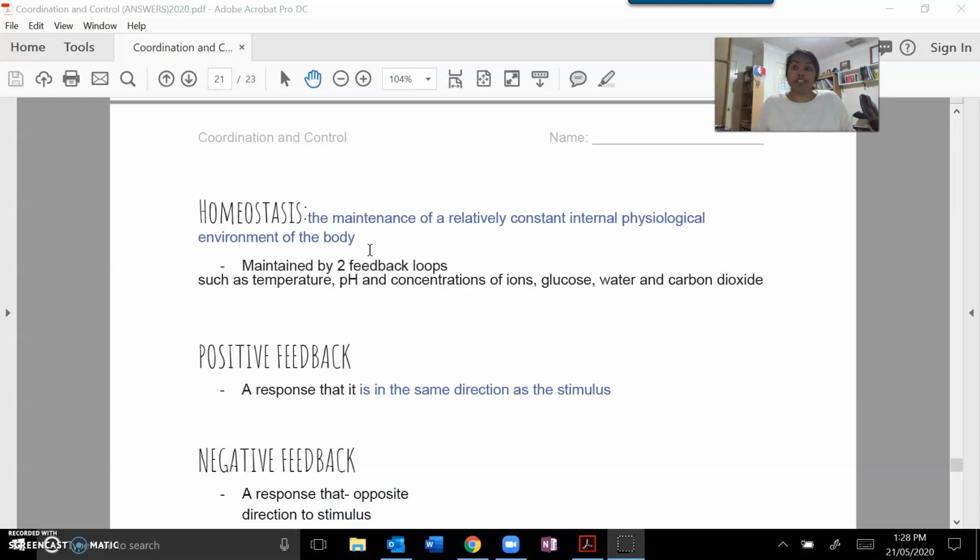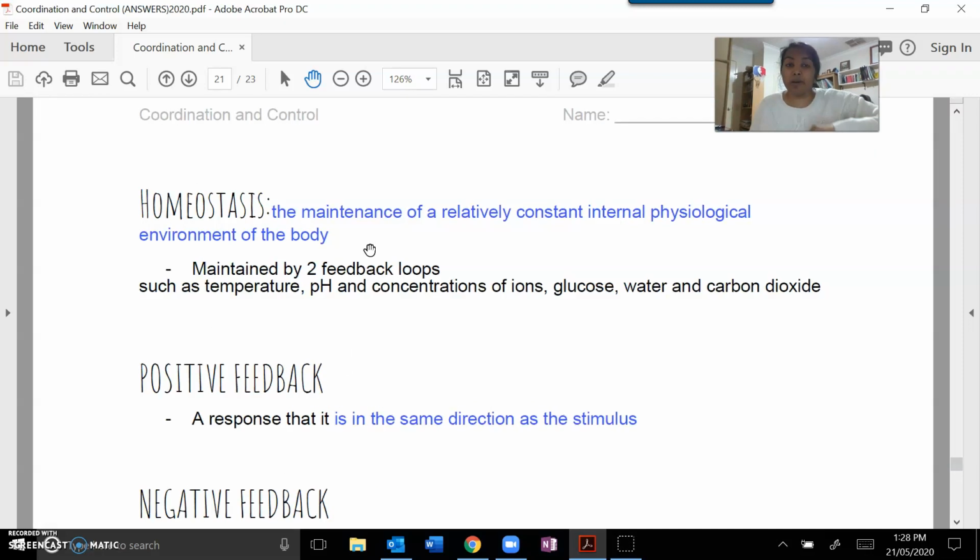So that whole process of your body maintaining a constant environment is called homeostasis. So that's the first part here. Homeostasis is the maintenance of a relatively constant internal physiological environment of the body. So physiological means all the things inside your body. It's about maintaining it. So it could be things like your temperature, concentration of ions, glucose, water, carbon dioxide, and things like that.